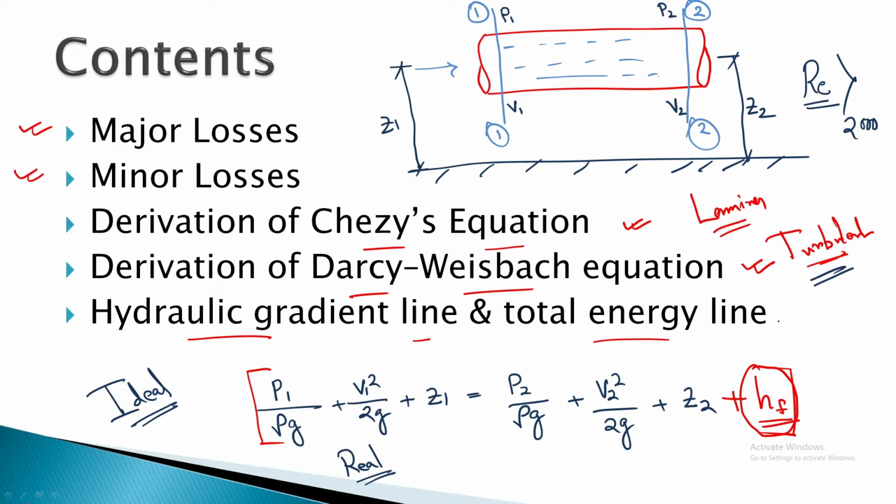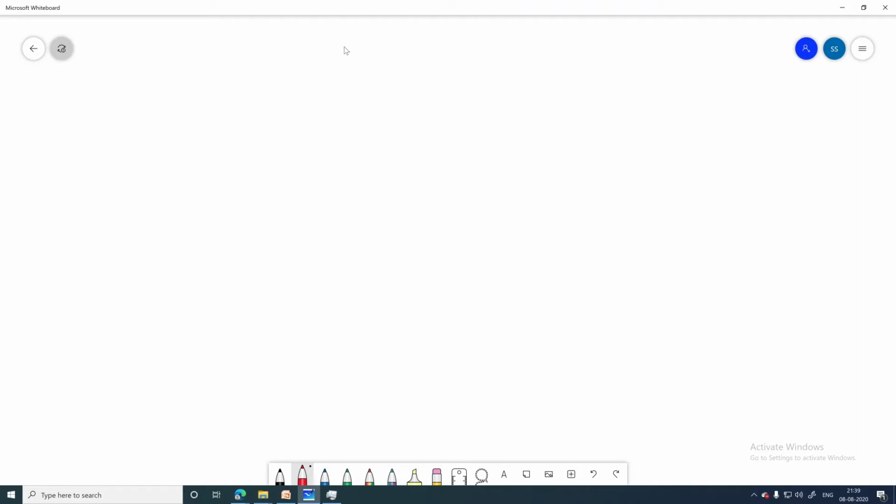And what is Reynolds number? It is nothing but the ratio of the inertia force by the viscous force, right? And also you can determine it by rho Vd by mu, right? So you just determine the value, and if it is greater than 2000, then it is turbulent, otherwise it is laminar. Okay, so we are going to discuss about the losses.